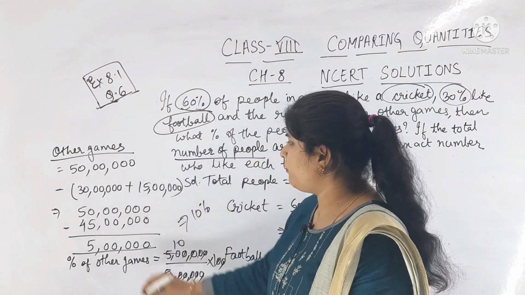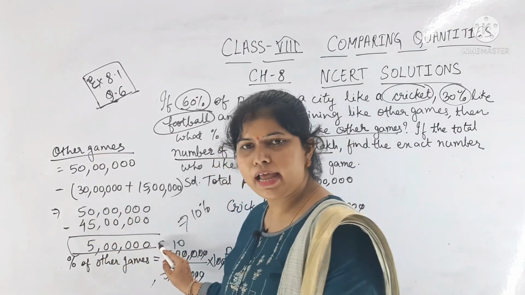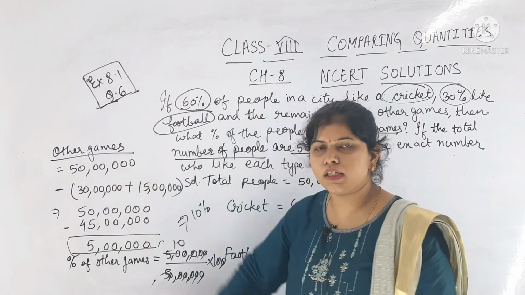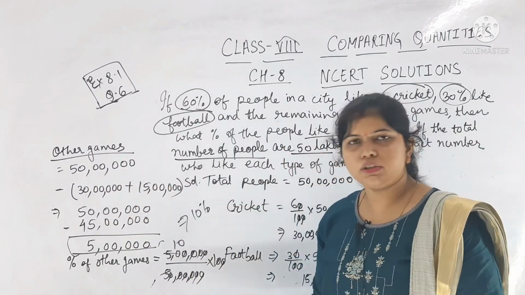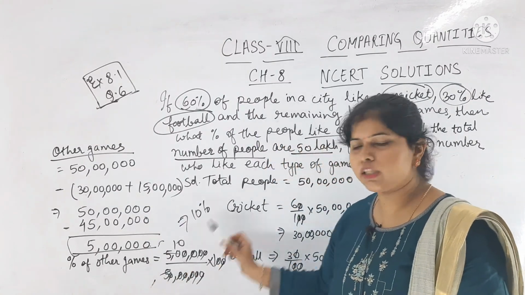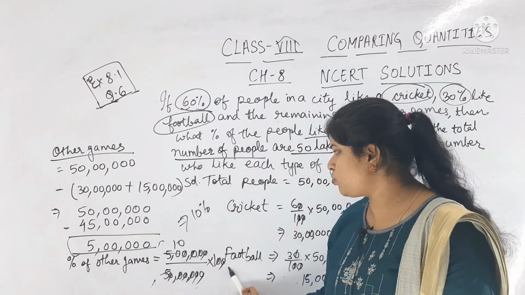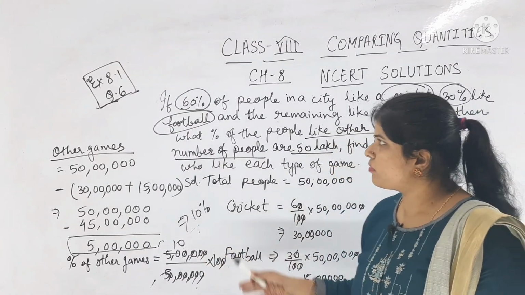So the exact number is this one: 5 lakh people like other games. If you want to convert into percentage, the percentage of other games is 5 lakh divided by the total number of people into 100, that is 10%. So this is the last question.